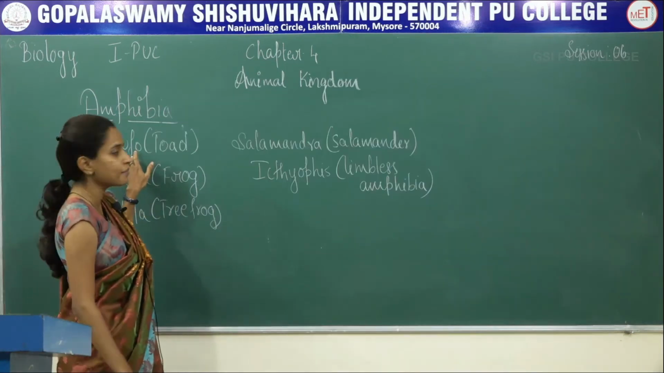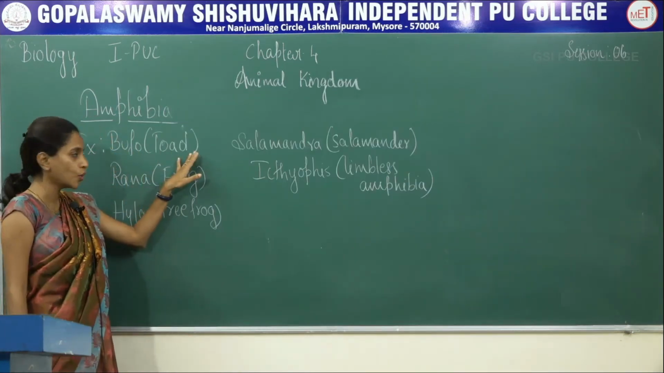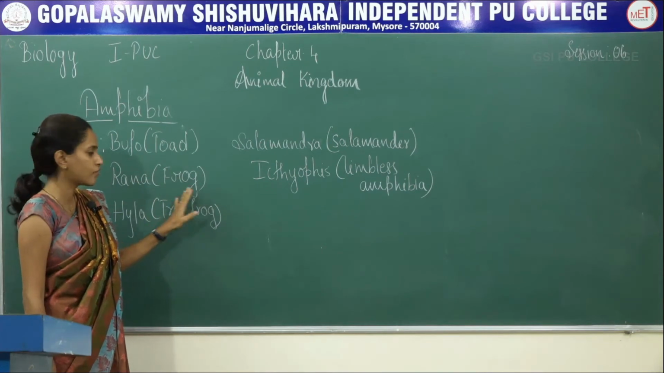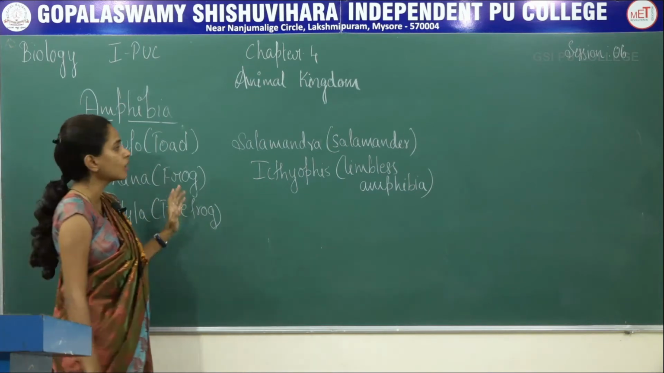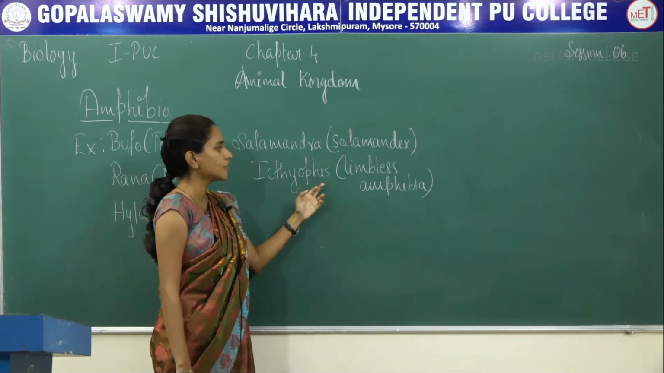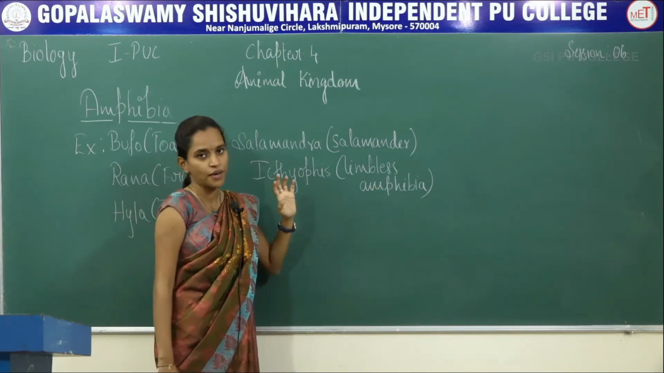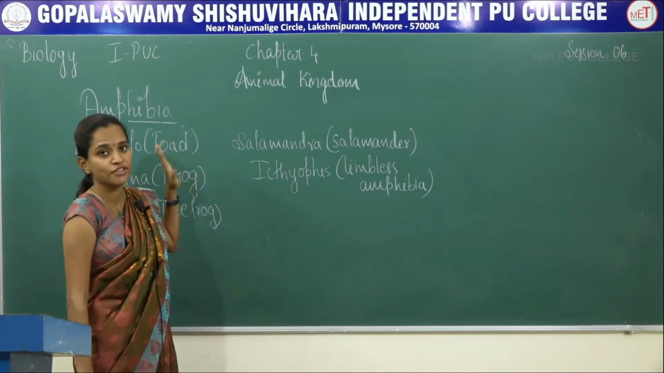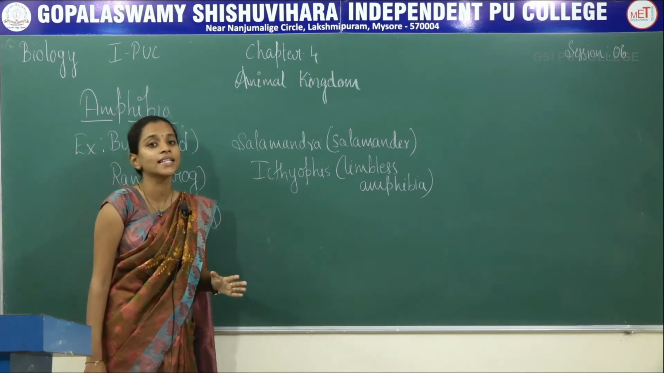So few of the examples will be bufo, commonly called toad, rana, common Indian frog, hyla, tree frog, salamandra, it is also called salamander, ichthyophis, that is a limbless amphibian. So these are the examples for class amphibia. Next class will be class reptilia.